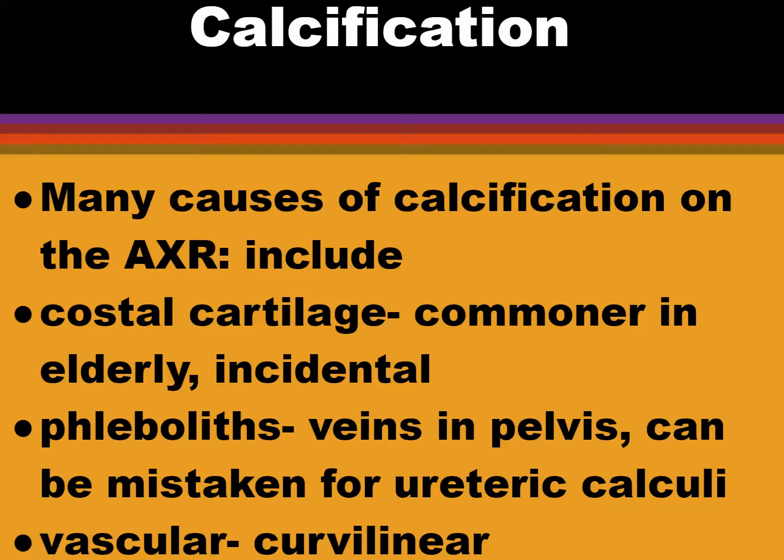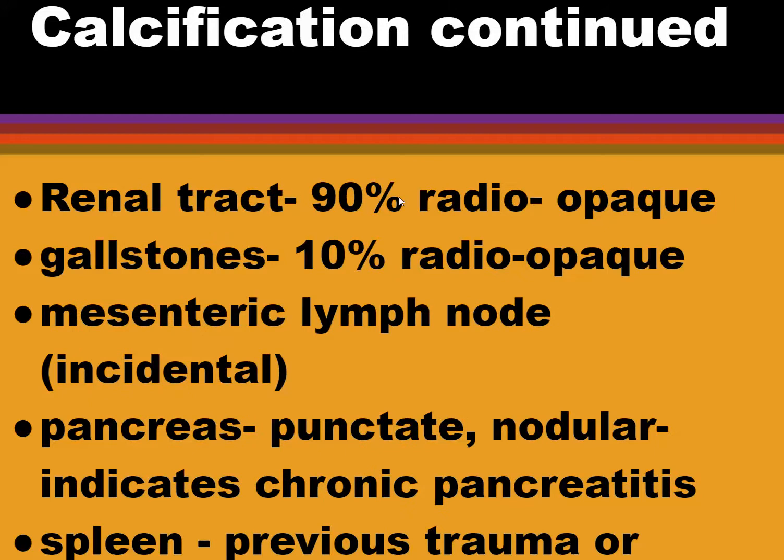But actually really important to look for in the aorta, because in an aneurysm the aorta is often calcified, and the calcification outlines the wall of the aorta, so you can actually assess that it's aneurysmal. But the calcification that might be pathological is renal calculi. So 90 to 95% of renal stones are radiopaque, i.e. they can be seen on an abdominal X-ray. Gallstones, well, only 10% are radiopaque. So if you don't see gallstones, it doesn't mean that the patient doesn't have gallstones.